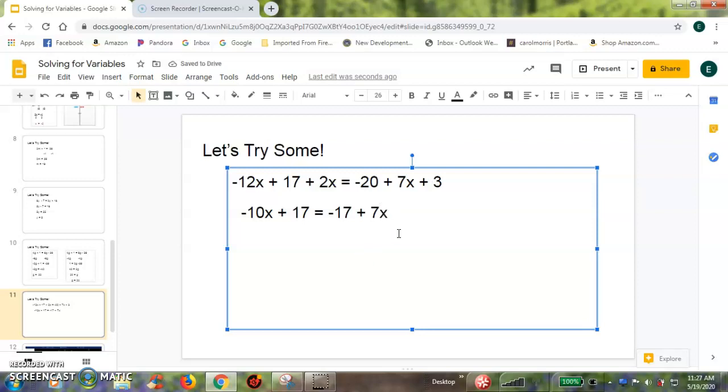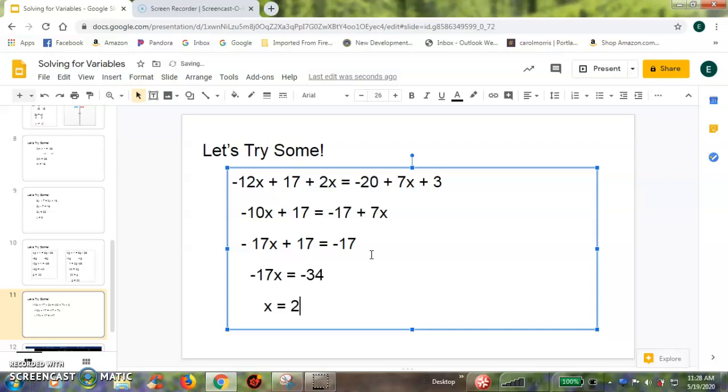All right, now we have variables on both sides of the equation. In this case, I'm just going to subtract 7x from both sides. I said I didn't like to work with negatives, but I'm going to force myself to do that just because. All right, so then I have negative 17x plus 17 equals negative 17. How about that? That's pretty cool, huh? All right, then what I want to do is get rid of the 17. So I'm going to subtract 17 from both sides. I'm left with negative 17x equals negative 34. And then when I divide both sides by negative 17, I'm left with x equals 2.